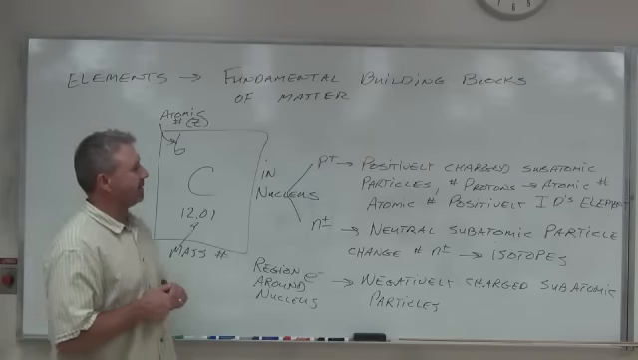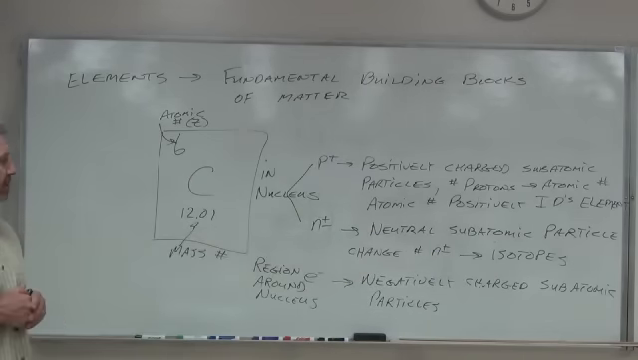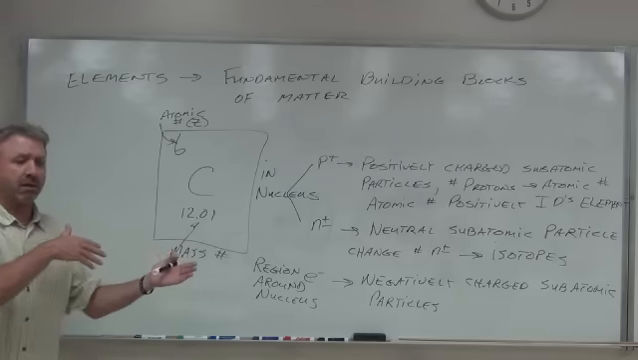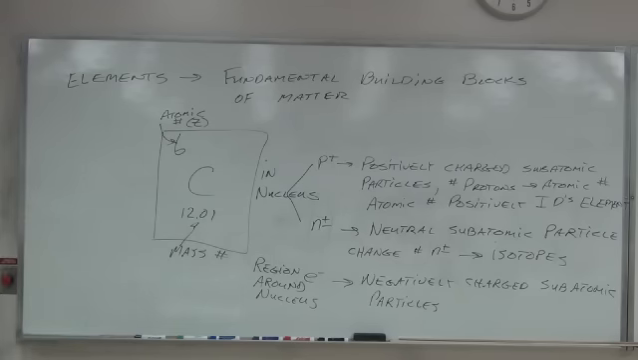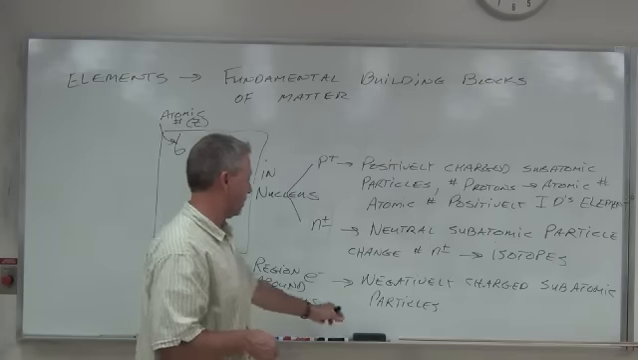Now, if we have different isotopes of the same element, we can use their relative natural abundance to determine what the mass number is. And you're probably going to have to do that on the exam, so I want to go through a calculation.